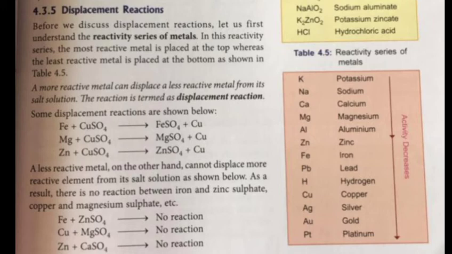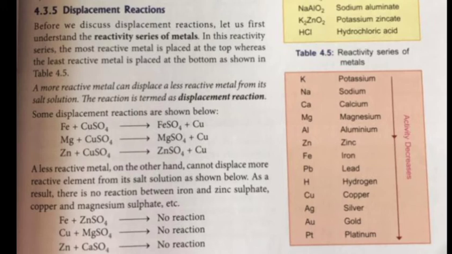Understood? So coming to the displacement reaction, a displacement reaction is a reaction in which a more reactive metal can displace a less reactive metal from its salt solution. So in the displacement reaction, the metals are reacted with metal salts, and if the metal is more reactive than the metal present in the salt, it will simply replace the metal present in the salt. For example, we have iron reacting with copper sulfate to form iron sulfate plus copper.